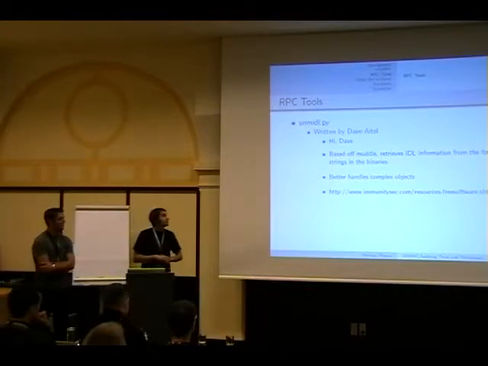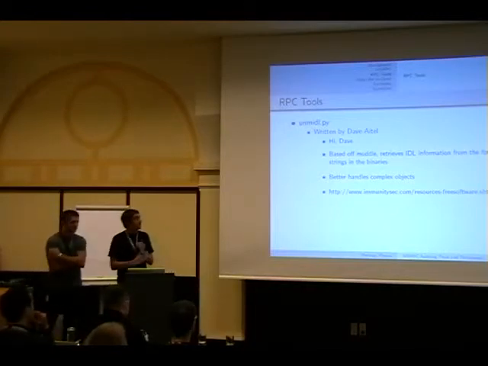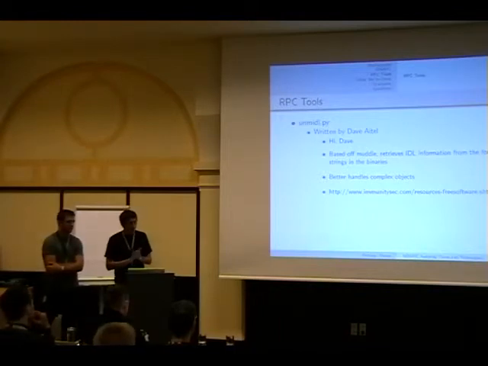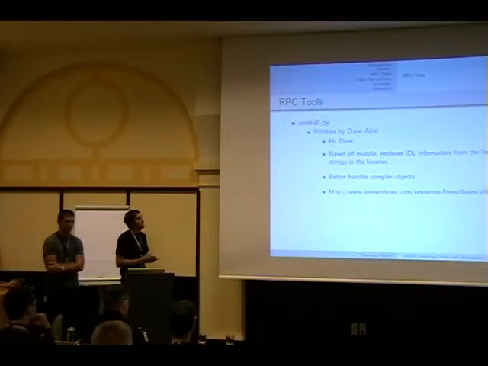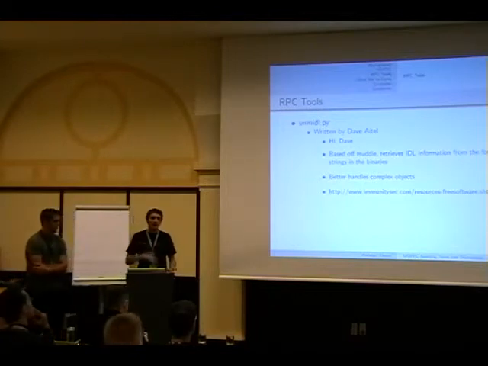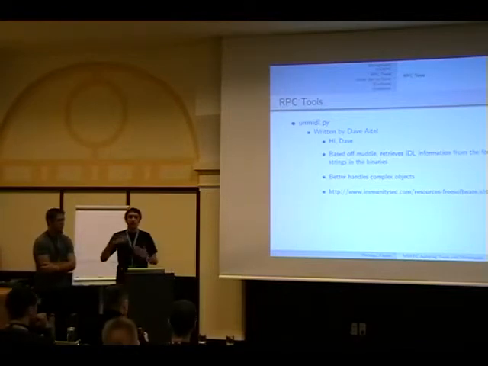Like I said, to pull out some of this IDL information, there are two tools that we have used. The first one is Unmidl, by Dave Aitel. I think he's in the crowd over there. Based off Muddle, it retrieves IDL information from the format strings in the binary, handles all the complex objects, and basically reconstructs what was compiled down from a static binary so that you can look at all the different functions, parameters, structures, and things of that nature.